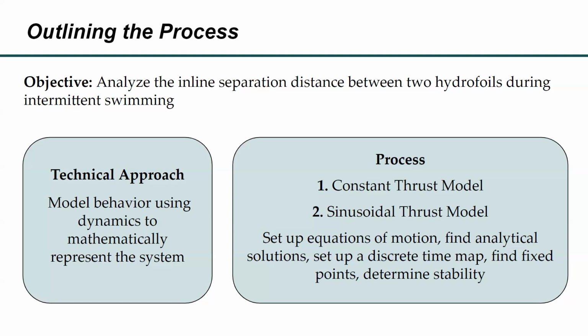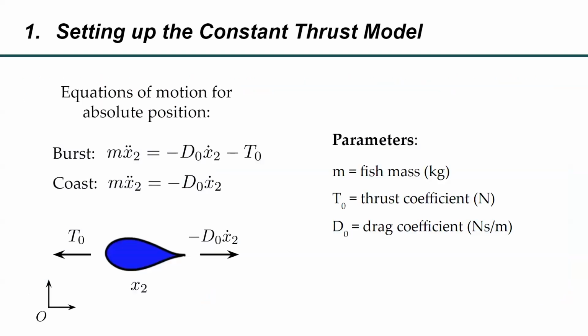Essentially, the process for each one was that I set up equations of motion and then analyzed them to understand exactly the dynamics. So the first thing I did was assume in the constant thrust model that the thrust generated by the downstream swimmer was just a constant. So just imagine it goes forward and then stops, goes forward, stops. So here's a free body diagram of the downstream swimmer.